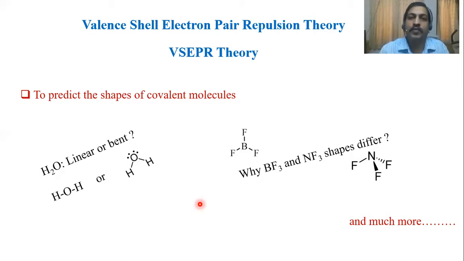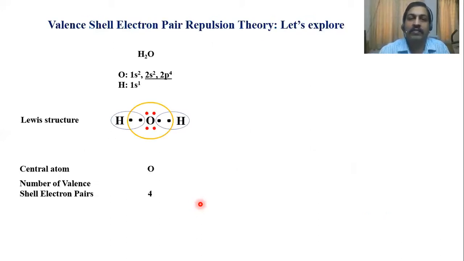So let's explore VSEPR theory. Let's begin with the compound with which we are very familiar, that is water. We just can't imagine life without water. So it will be very interesting to know the shape of water molecule. The formula of water molecule is H2O. We know the electron configuration of oxygen and hydrogen. So applying octet rule, we can write the Lewis structure for water molecule.